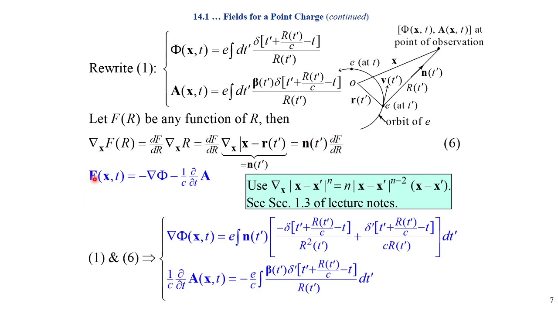Okay, so the electric field equals minus gradient phi minus 1 over c partial A partial t. And all we need to do is just perform the differentiation, and be careful to use these properties. Gradient phi, okay? You can work on this one.